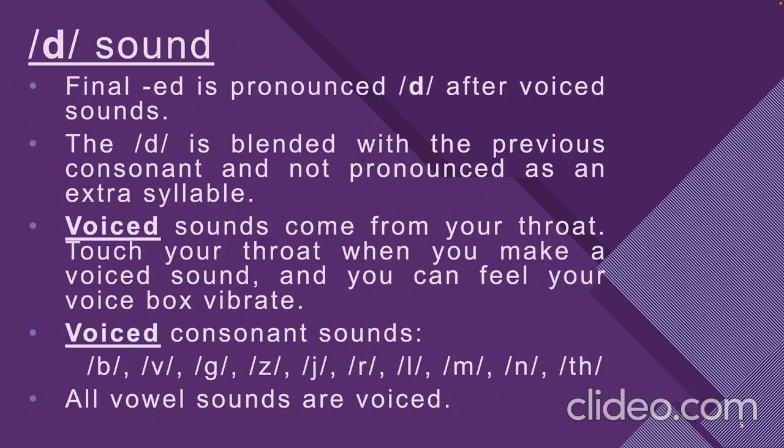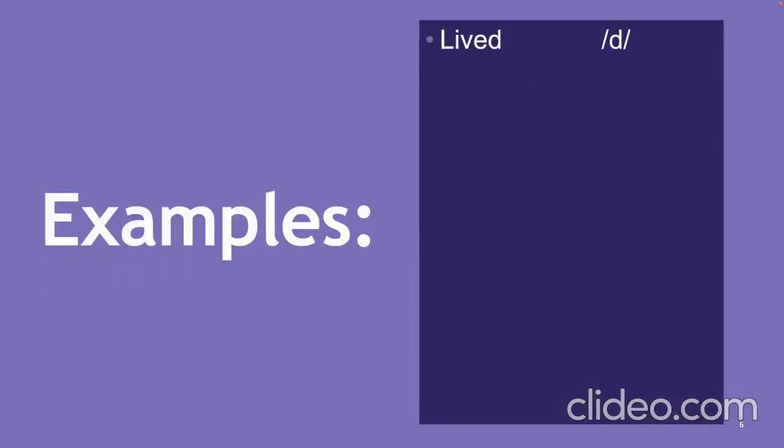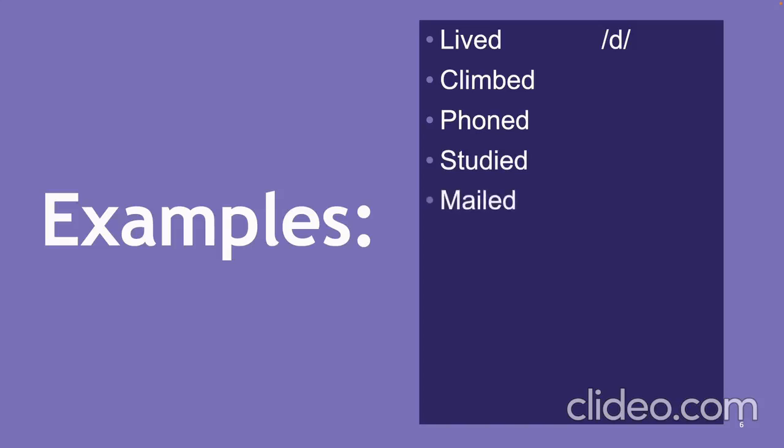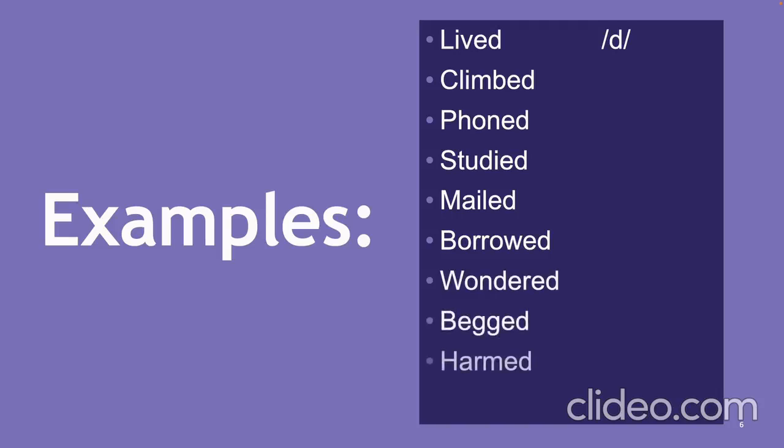Voiced consonant sounds are B, V, G, Z, J, R, L, and finally the voiced th sound. All vowel sounds are voiced. So let's take a look at some examples. We have lived, climbed, phoned, studied, mailed, borrowed, wondered, begged, harmed, and closed. Not closet, but closed.